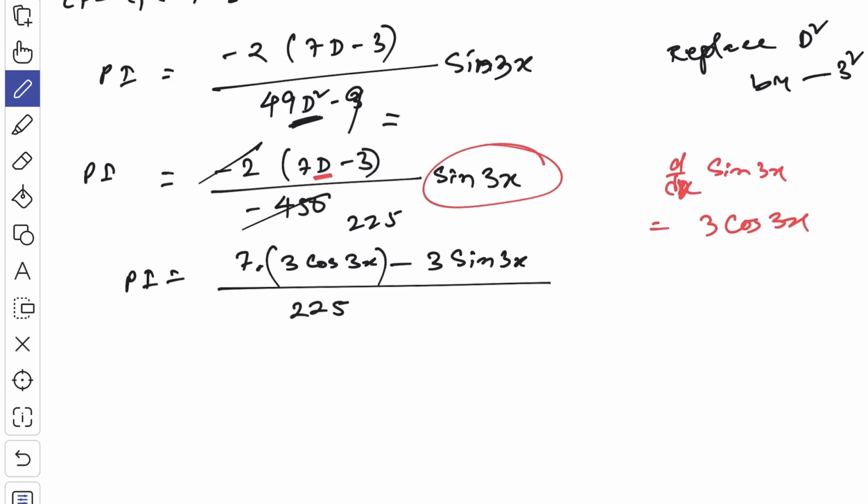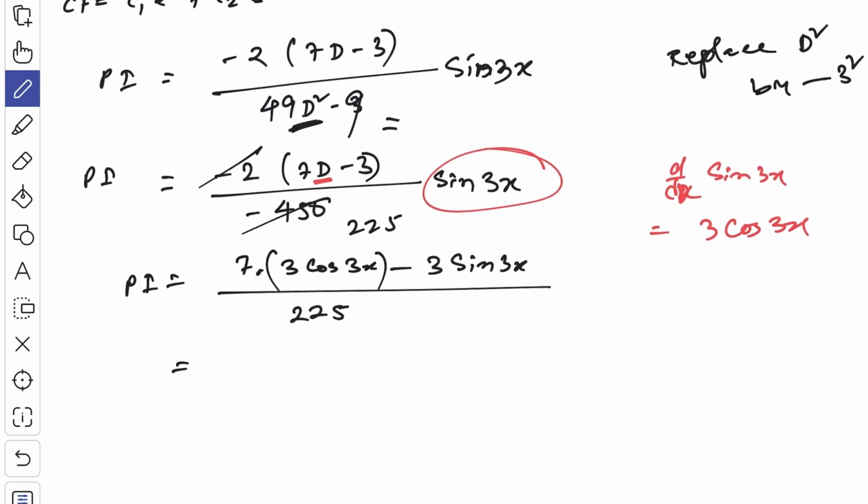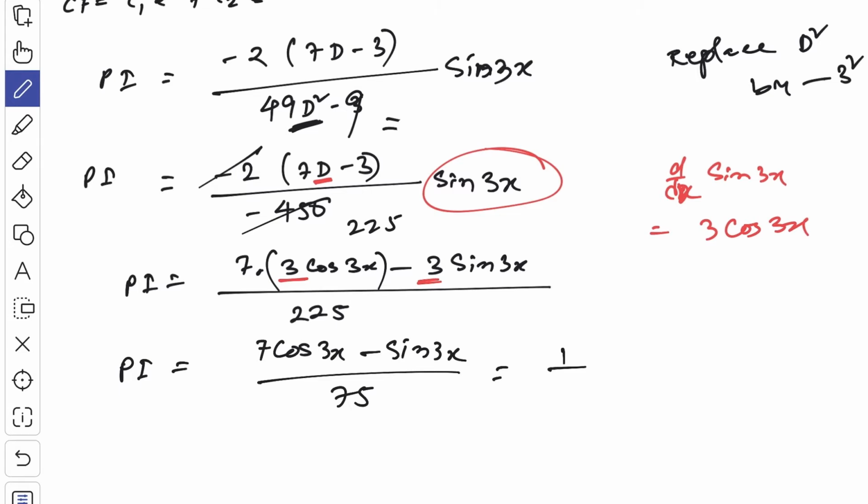So now let me scroll down. So here you see from these two terms in the numerator we can take 3 common from both. After taking 3 common we can cancel the denominator by 3, then here we will get 75. So that's why our result becomes equal to 7 cos thrice x minus sine thrice x by 75. So this is our PI, which can be written in this way also: 1 by 75 within bracket 7 cos thrice x minus sine thrice x. That's how we can write.